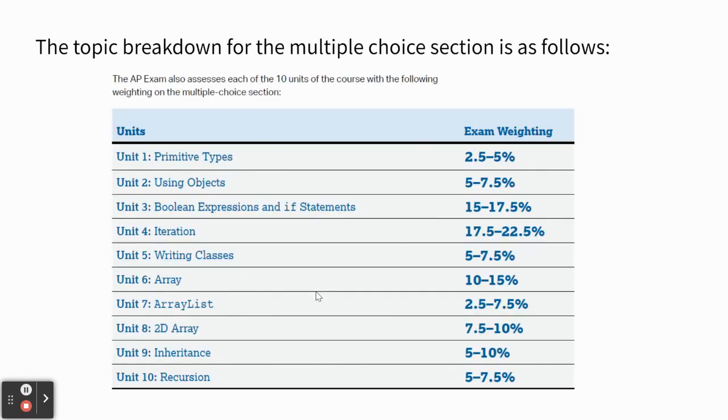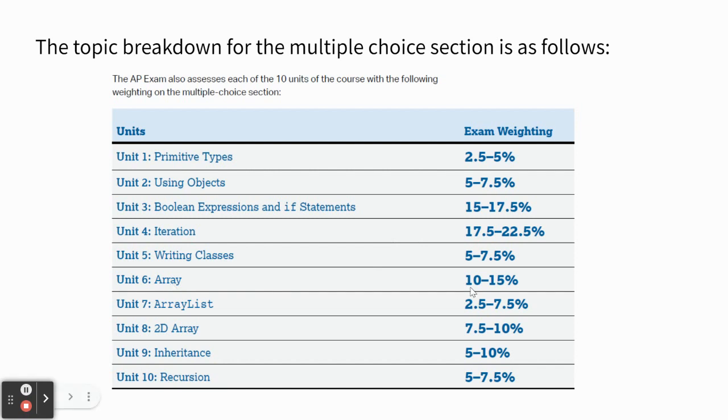And then just because I'm going to do it every day for the next 11 classes until the AP test, this is the breakdown of topics for the multiple choice questions. If you want to go look at the big tickets, Boolean expressions and if statements are 15% of the exam. Iteration, which is loops, so you need to understand enhanced for loops, regular for loops, and while loops. Those are the biggest ticket things.